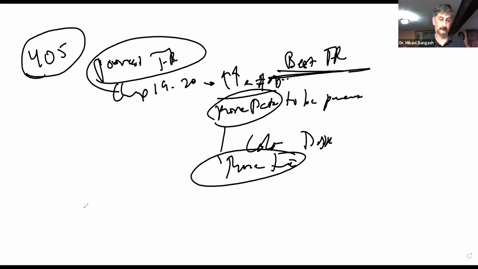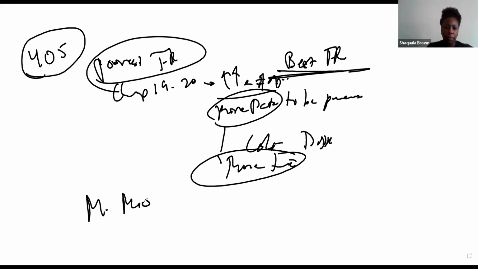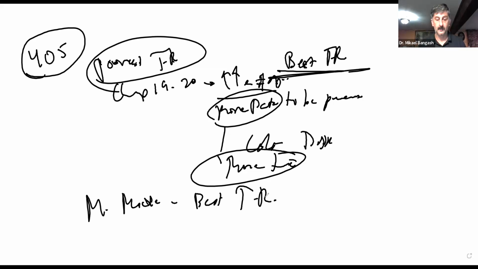Did that make sense? You said M mode does what? The whole point of having an M mode is to give you the best temporal resolution. Do you remember what M mode was? The motion mode. Good. So the whole point of developing the M mode was to give you the best temporal resolution, right?